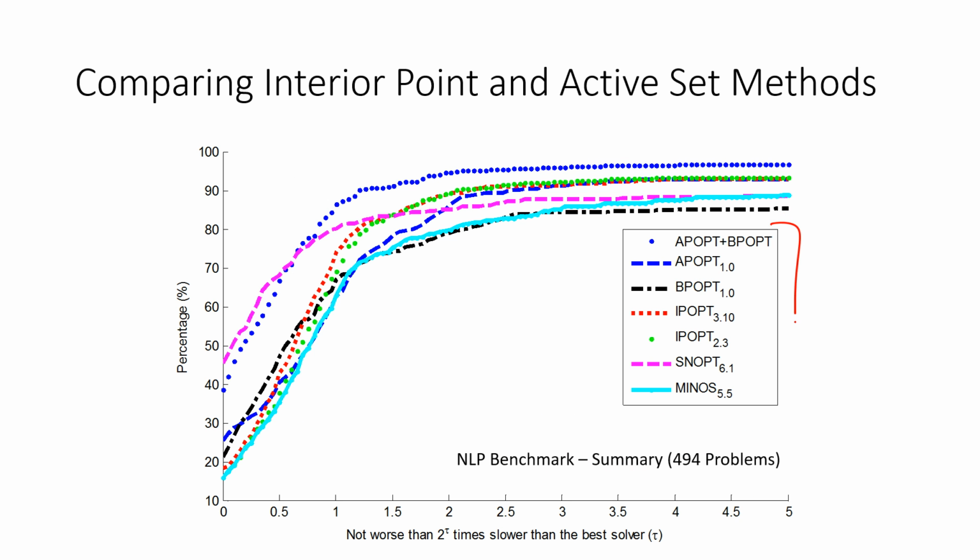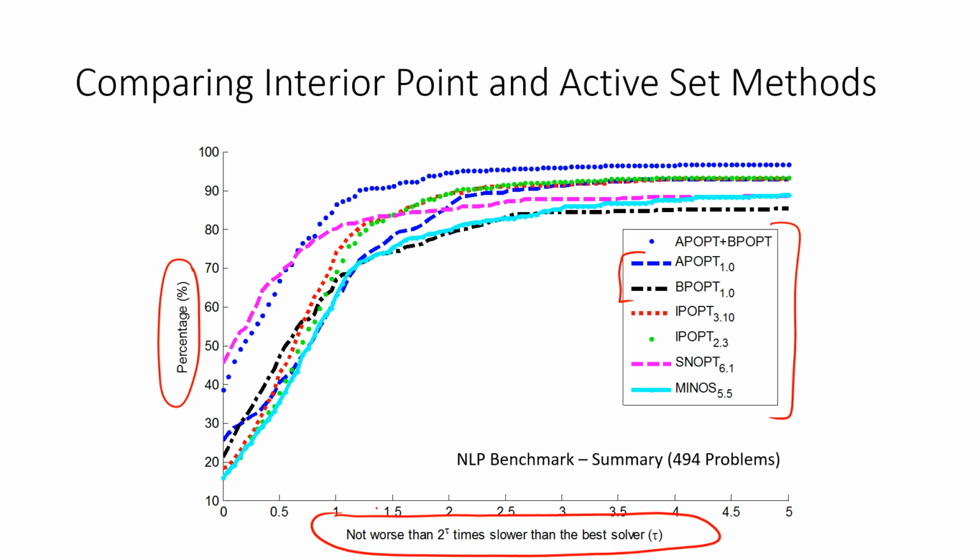Let me go back here. There are a couple of different solvers that can solve nonlinear programming problems. The ones that we develop here are the APOPT and BPOPT solvers. They're very competitive in terms of percentage solved versus how fast we solve them. This is a standard benchmark plot of about 500 problems. We're working right now to combine APOPT and BPOPT into a single solver that can perhaps beat the performance of some of the other solvers that are out there.